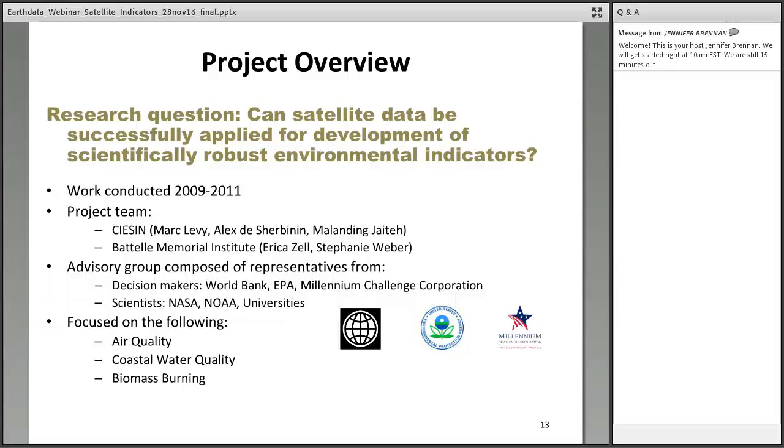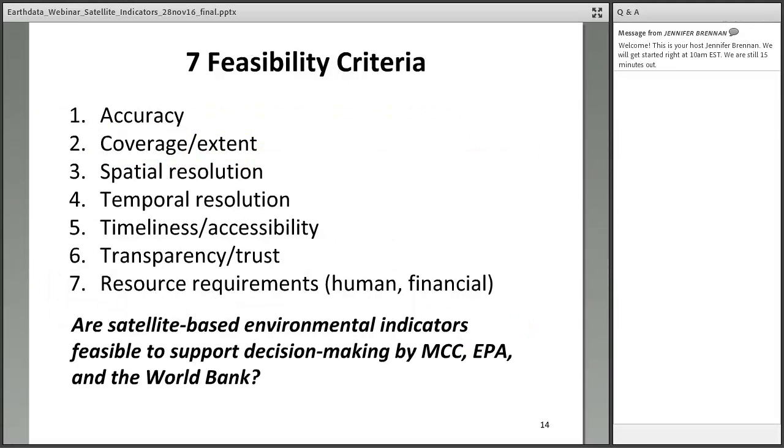We also had scientists from NASA, NOAA, and a number of universities, both in the U.S. and overseas. We focused on three areas: air quality, coastal water quality, and biomass burning. We had seven feasibility criteria. First of all, the indicators needed to be accurate. They needed to have a large spatial coverage and extent, preferably a reasonably high spatial resolution to be able to detect subnational differences in the environmental parameters. They needed to have high temporal resolution, relatively frequent repeat periods in the language of remote sensing.